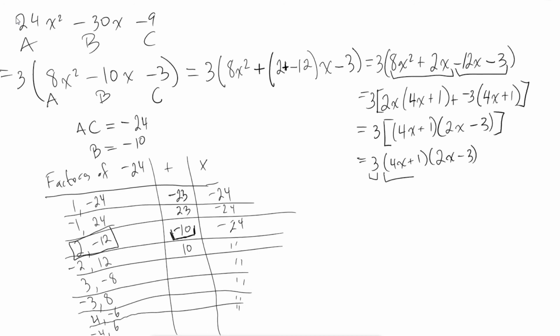So this one actually has 3 separate factors. I have these 3 right here. 3 is a possible factor, 4x plus 1 is a possible factor, and 2x minus 3 is a possible factor. And later on, you'll find out what these factors are actually used for. So that there is example number 2.